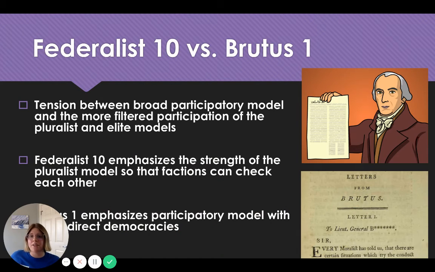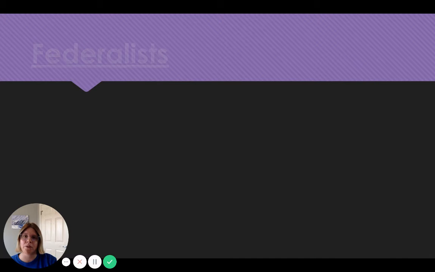So there are definitely some tensions between Federalist 10 and Brutus 1. Tension between, is it better to have just a broad participatory model that Brutus is arguing, or should we use a more filtered model like Federalist 10 argues, using the pluralist and the elite models, basically. So definitely some disagreements between which model is best among the framers and founders, for sure.